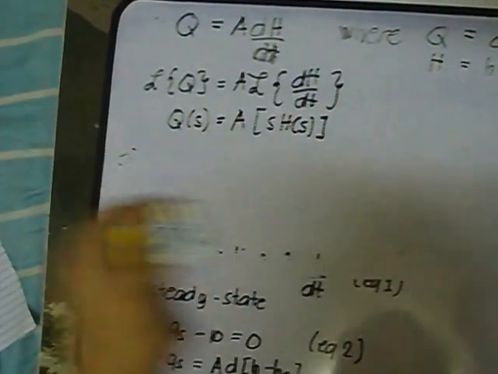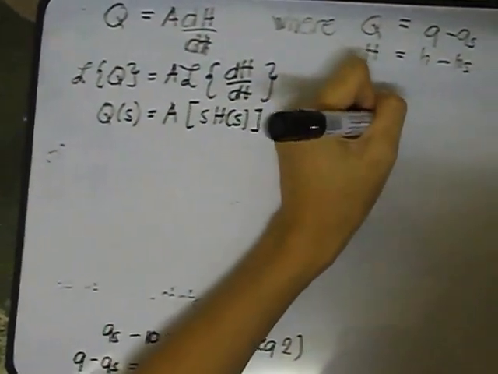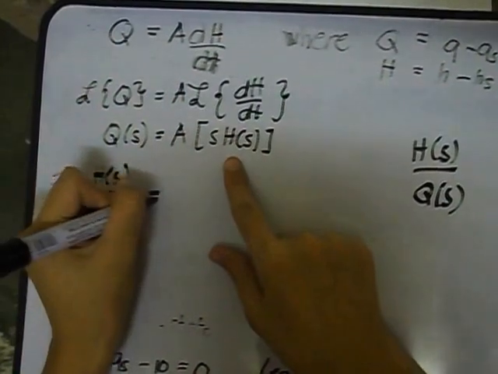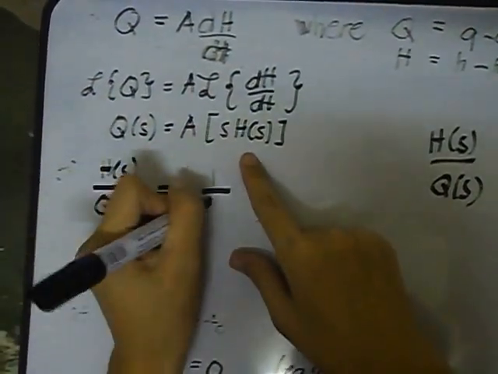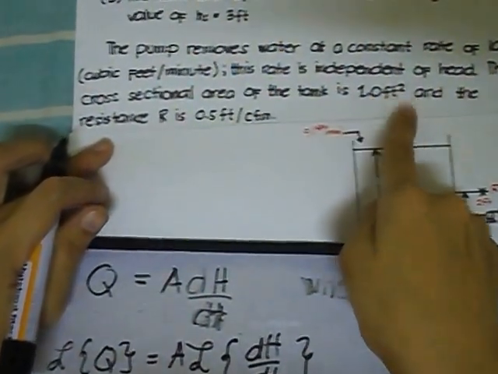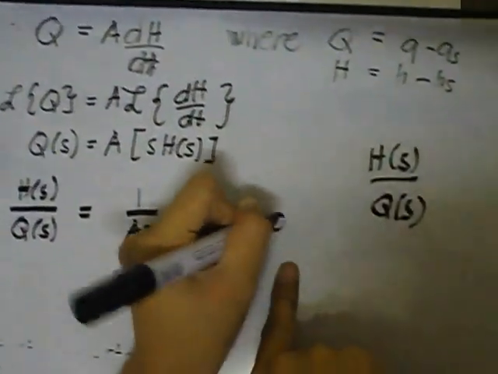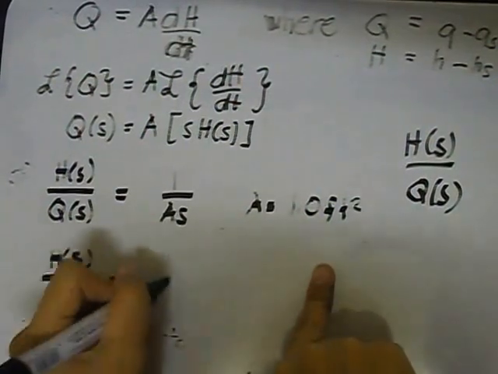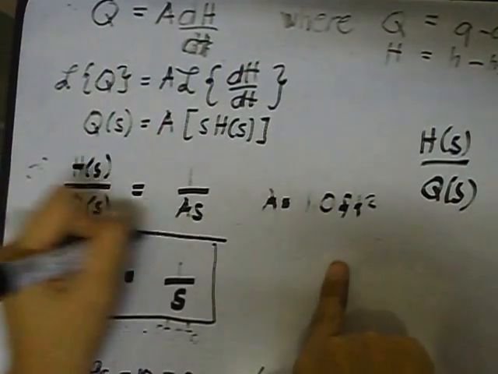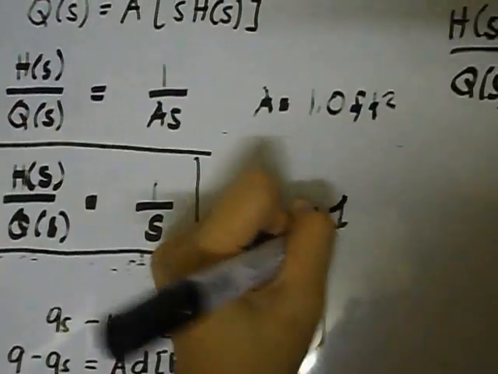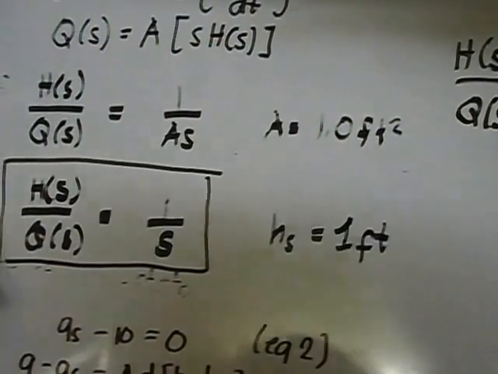So, ana tong sa problem nga derive the transfer function of H of S all over Q of S. So, naa naman ta ani, so ato siyang i-derive. So, H of S all over Q of S is equals to 1 all over AS. Note nga, giingon diri sa problem nga ang cross-sectional area of the tank is 1 square feet. So, naatay value sa A, which is 1 square feet. So, our final answer is H of S all over Q of S is equals to 1 all over S. So, mao ni ang atong H of S all over Q of S for the liquid level system when H of S is equals to 1 feet. So, sa letter B na ta.